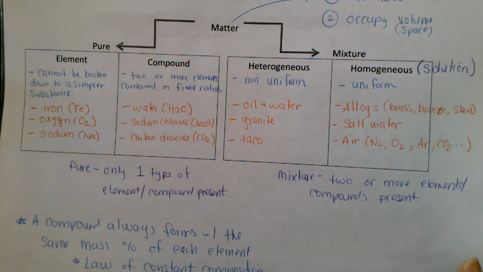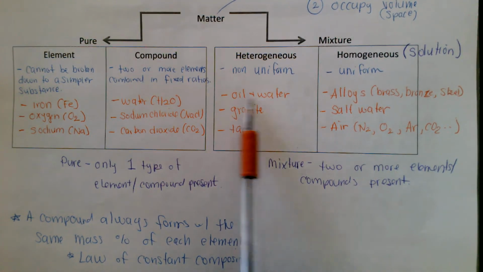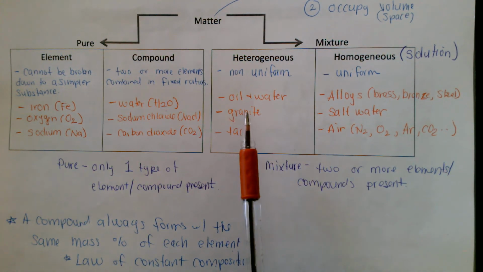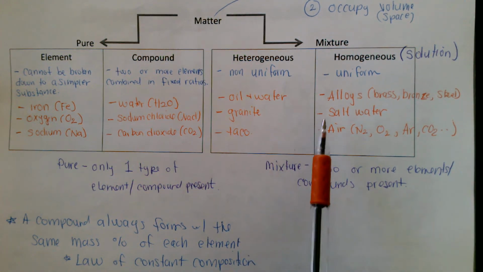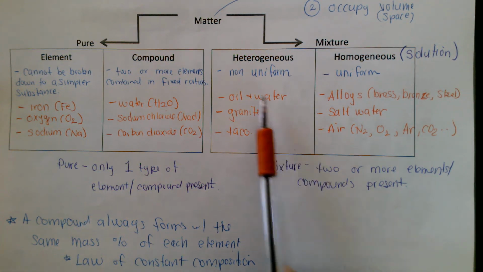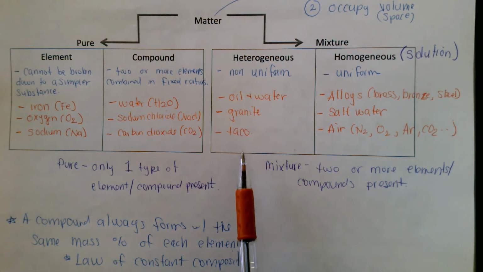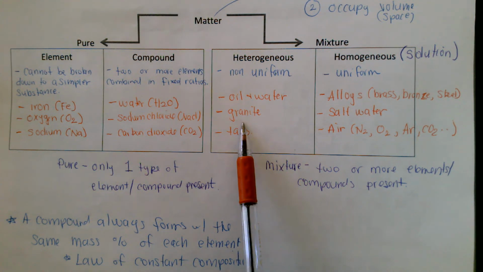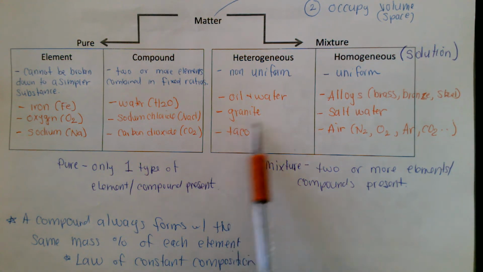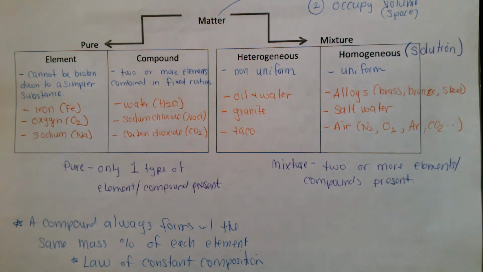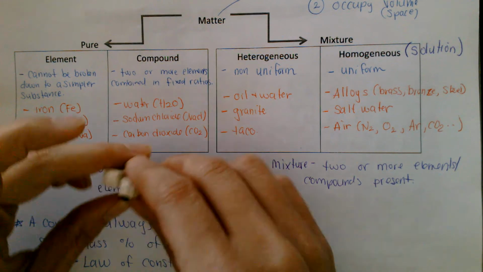Okay, so your mixtures, a lot of times you'll have to kind of know what the thing is to allow you to figure out what it is. But if you don't know, for example, what granite is, it's really easy to look either in the book or a quick internet search would give you a picture of what that looked like, and you can see if it was a heterogeneous or a homogeneous mixture.